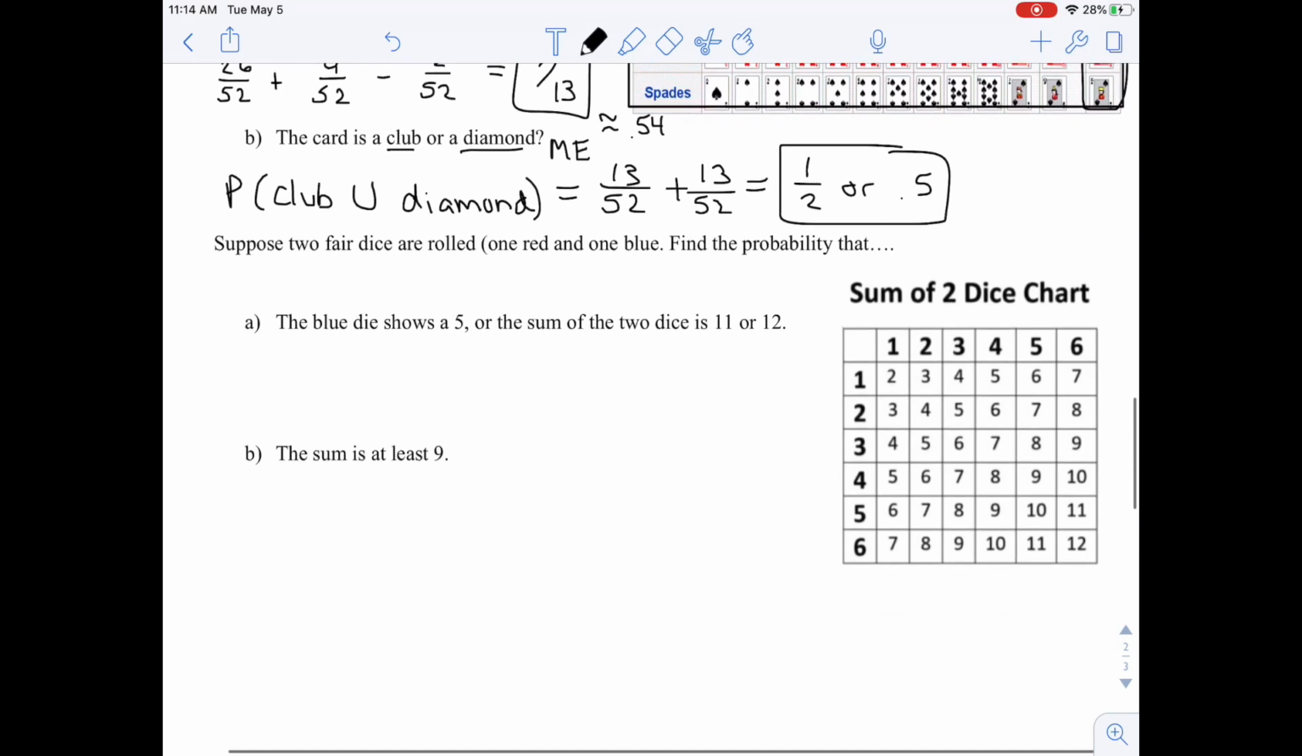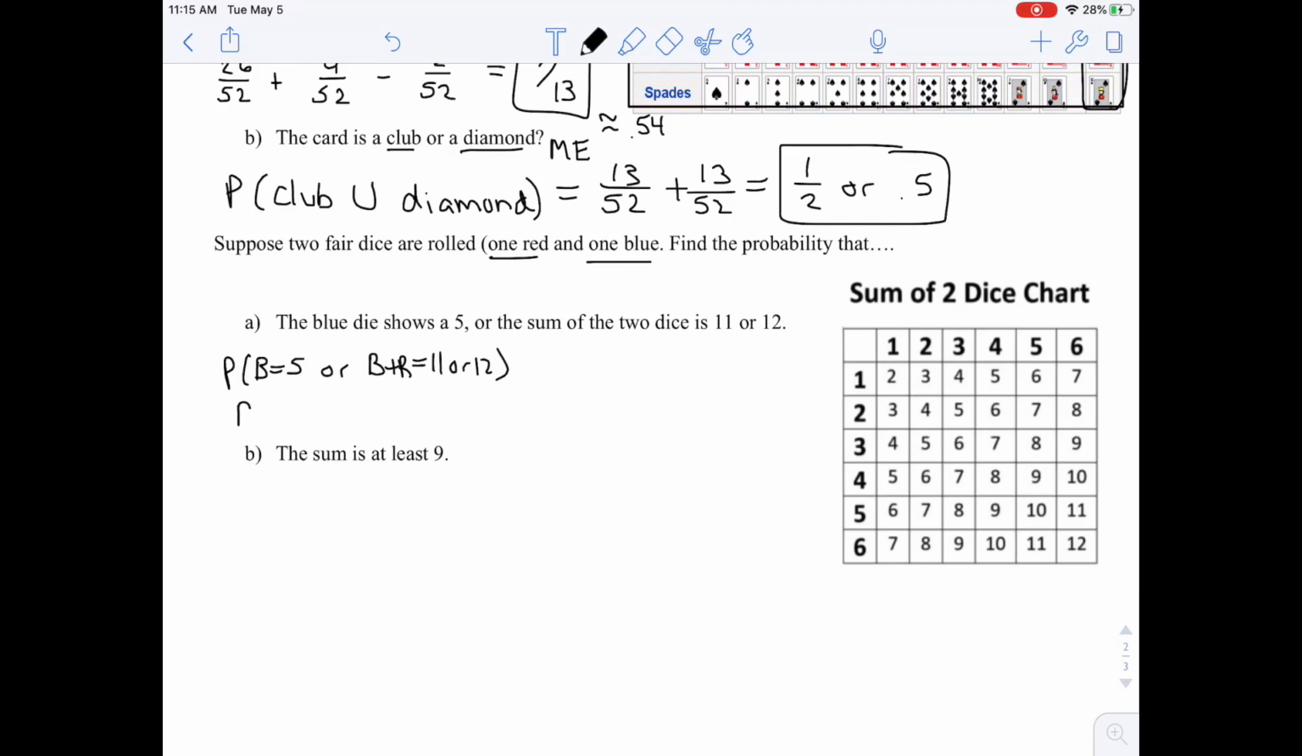The other one is the sum of dice. So suppose 2 fair dice are rolled, 1 red and 1 blue. And the reason I'm pointing that out is so we know which die is which. Find the probability that the blue die shows a 5, or the sum of the 2 dice is 11 or 12. So we gotta look at the probability: blue equals 5, or blue plus red equals 11 or 12.